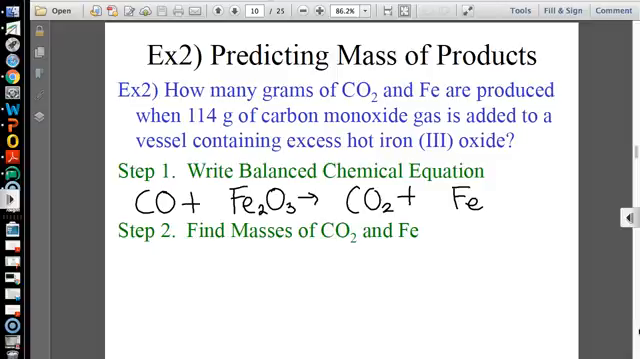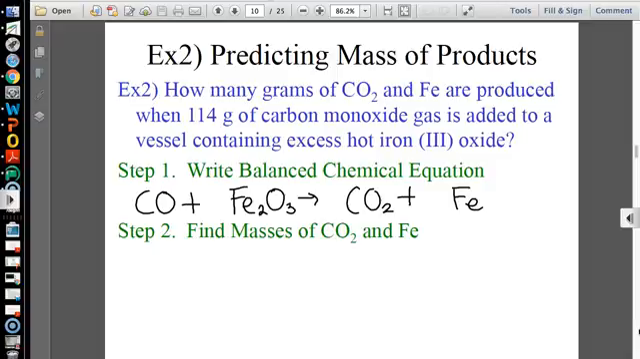Okay, I see some good work. I see some people that might need a little bit of help. If you read the wording here, how many grams of carbon dioxide and iron are produced? So carbon dioxide and iron are produced. So they're my products, right? I saw some people writing them on the reactant side because they came first. So you have to be careful.